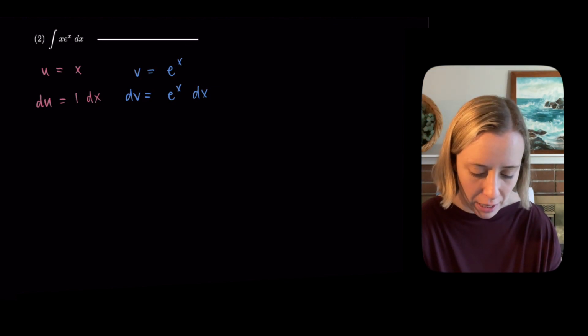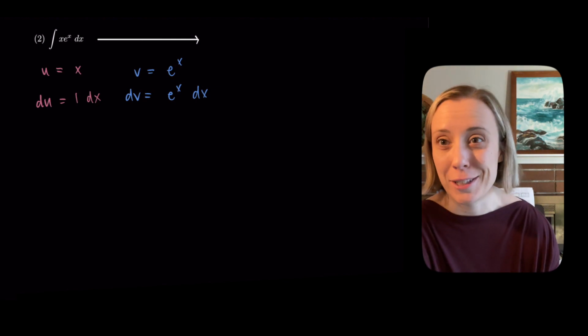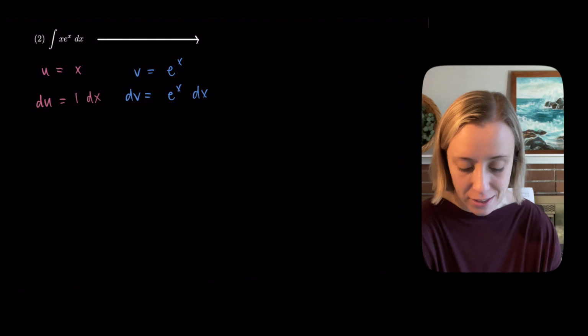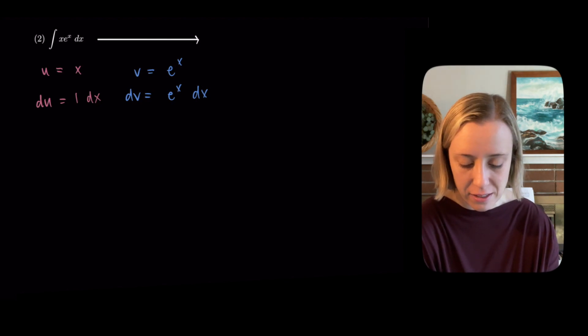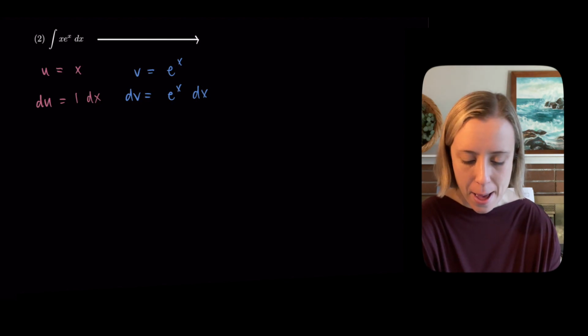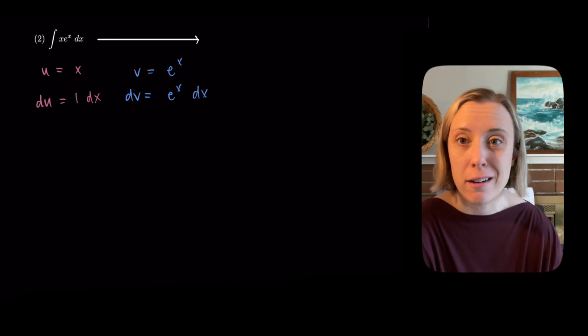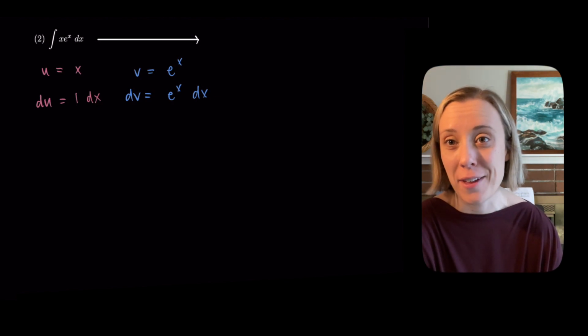You can always try the other way around, right? Very commonly when I do these, I actually pick them wrong by accident, and that's fine. We have to choose a u and a dv, that's how the formula works. But you can choose them wrong, try it out, get stuck, and then just go back and try the other one. That's fine.